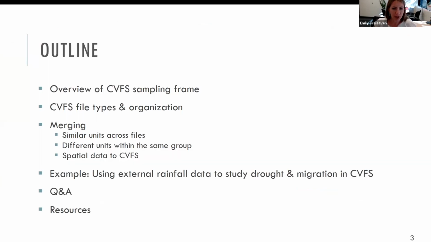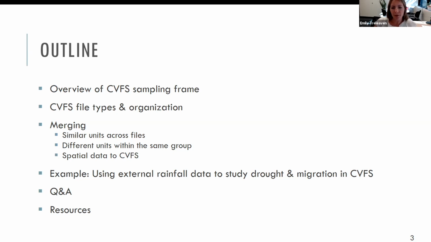I'll first give a refresher on the CVFS sample, how it was selected, and relevant features for understanding the sample and study organization. I'll then quickly overview key CVFS data files, how they're organized, and how they relate to each other. Next, I'll cover how study IDs are structured, how to carry out various types of merges, and specific considerations for different types of merges.